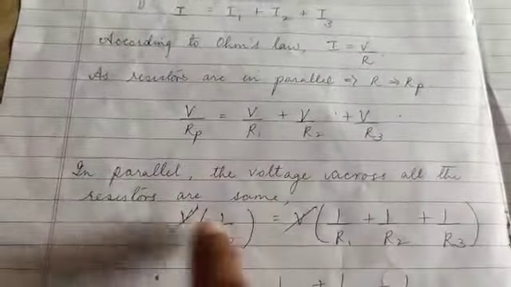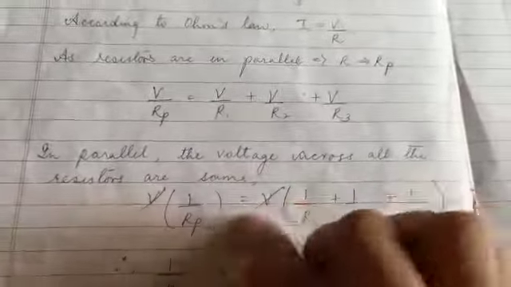I've given a statement in parallel: the voltage across all the resistors is the same. So cancel V on both sides. So we get 1 by Rp is equal to 1 by R1 plus 1 by R2 plus 1 by R3. This is the equivalent resistance in parallel connection. This is the same question for question 35A and 34A.